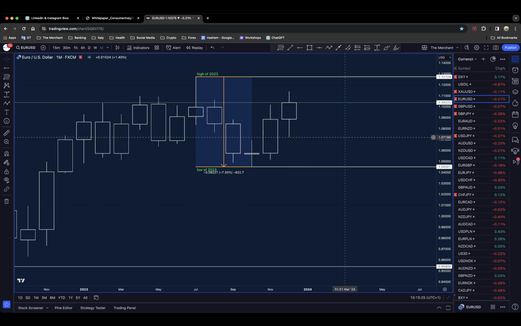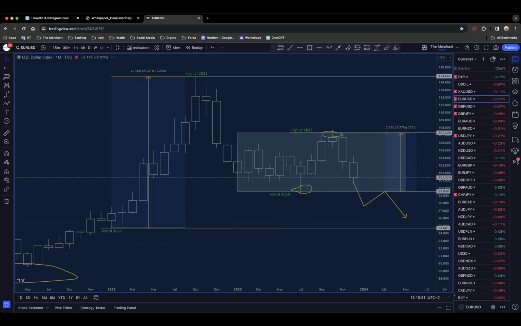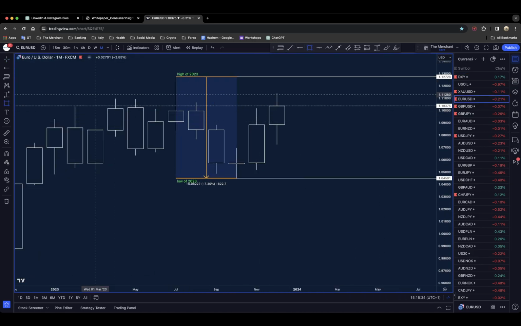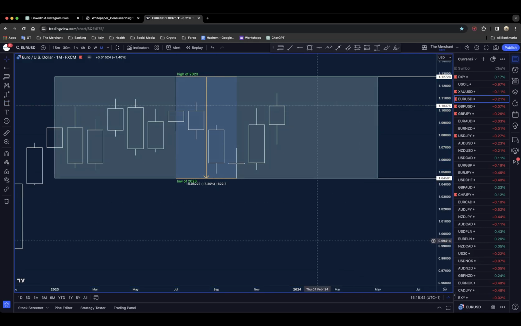Again, as I said in the DXY, we are moving in a range. Let's go to the EUR/USD. We are also moving in a range. Here it started, and we can see here's a price, and here's a price that did the bottom. Same story, to be honest. Here we have the high, here we have the low.